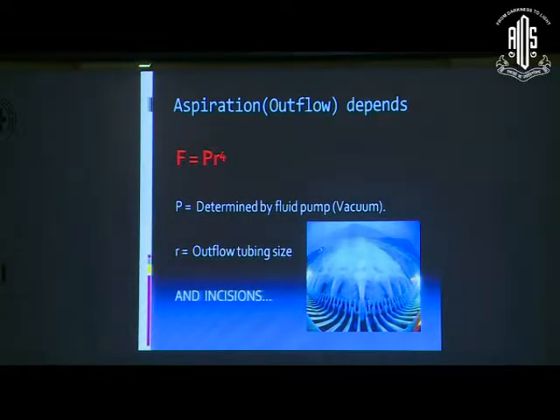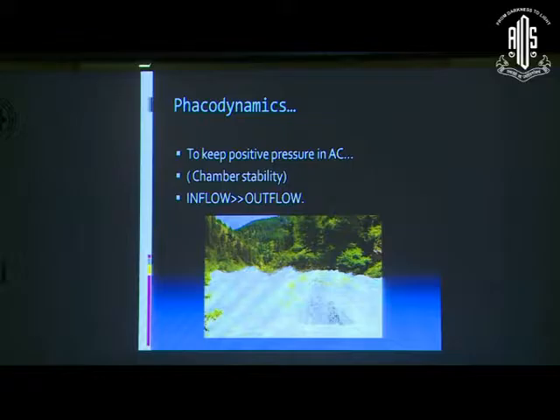Aspiration depends upon the pressure, which is determined by the pump of the machine, and again the radius of the tubing that you are using, plus there is some outflow from the incisions also that you have to take into account. So the idea is to keep a positive pressure in the AC. The chamber should be stable, and for this, the inflow should be more than the outflow.